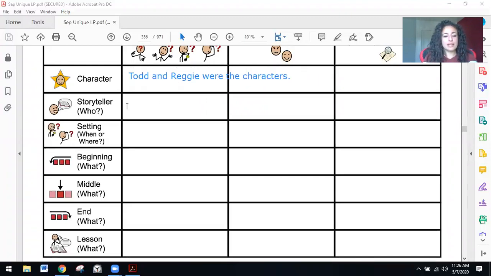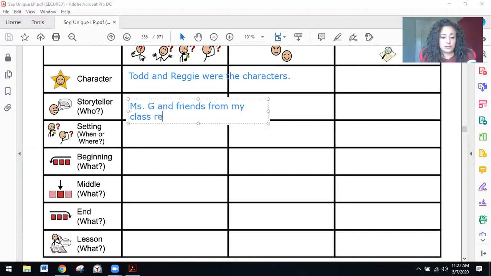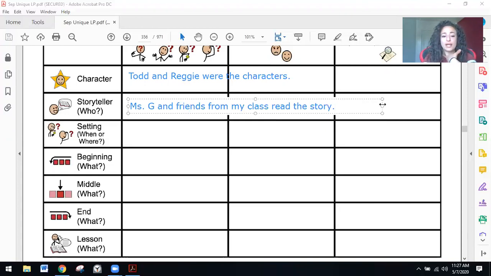Okay, then we have the storyteller. Who told you the story? Miss G. And who read it with me? Our friends, right? From the class. So Miss G and friends from my class read the story. Okay, and the people that read the story are the people that tell us the story. I was able to read some of it, and our classmates read some of it too.